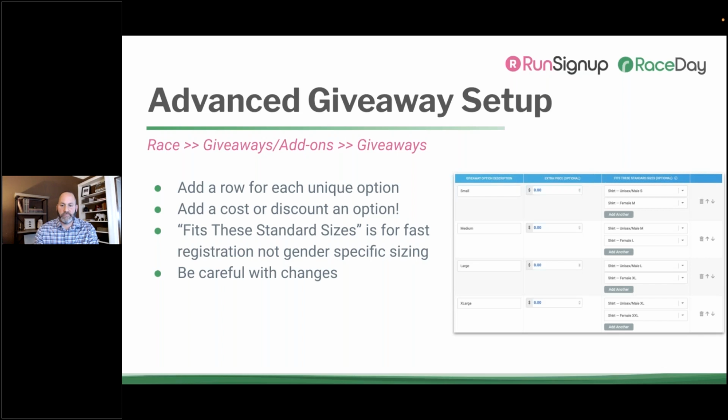The giveaway option description is going to be the only thing that the participant sees when they're registering. So if you do have male and female sizes, what you're going to want to do is have a female small and a male small, female medium, male medium, and so on and so forth for each size. This way they're going to select exactly what they want.